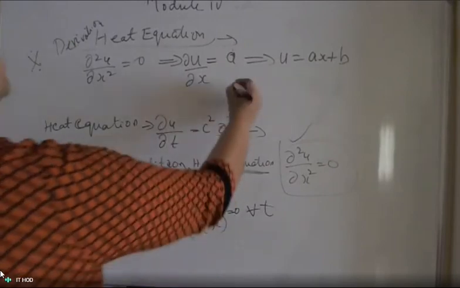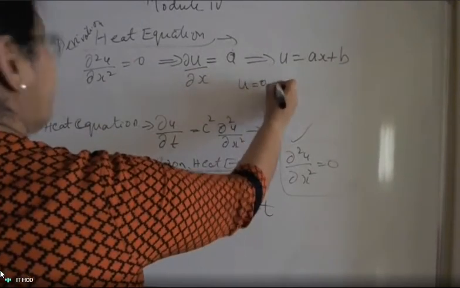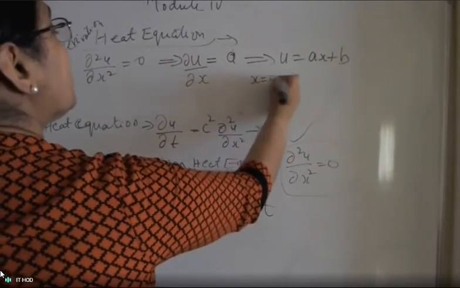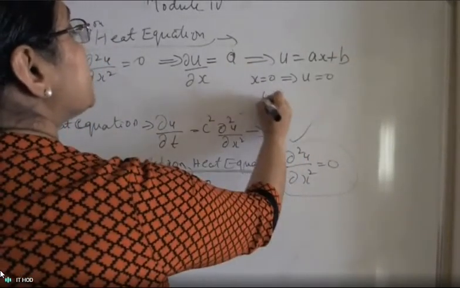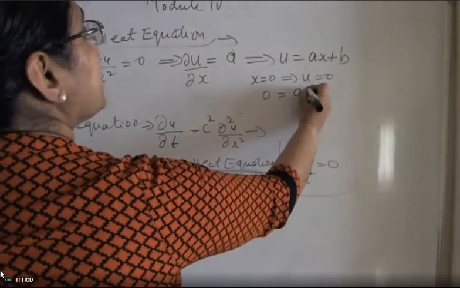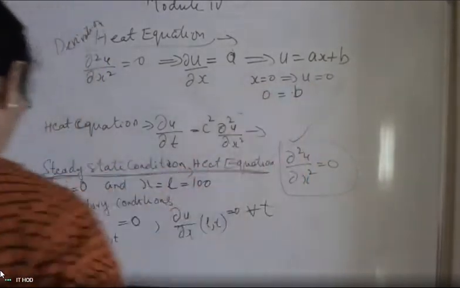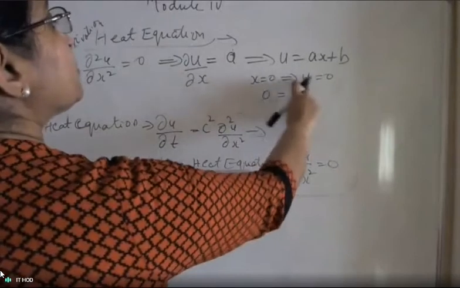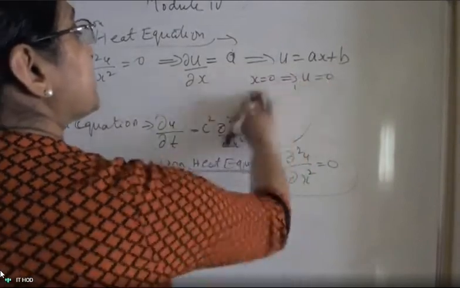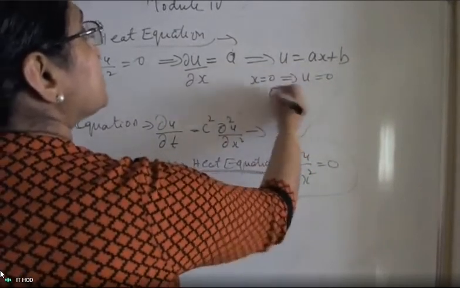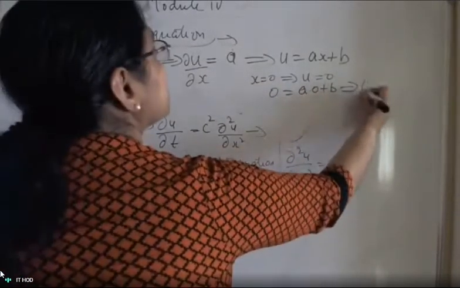Now we are going to find this u(x, 0) from that. When x equal to 0, what happens to u? u is also 0. So I'm going to write that. So 0 is equal to a into 0 plus b. So b is equal to 0, because when x is 0, u is 0. That gives you b is equal to 0.